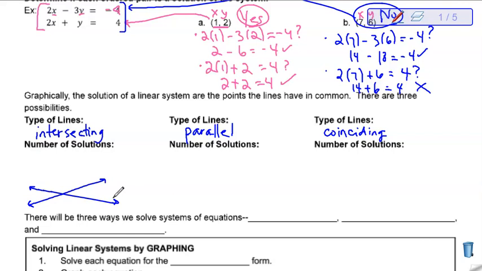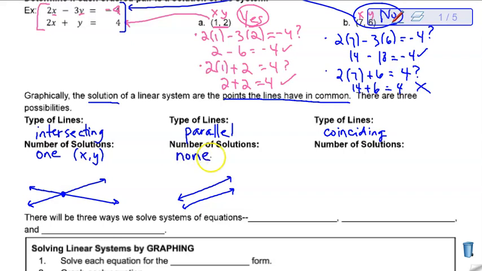The solution for a linear system is the points that the lines have in common. So, common points. In this case, there's my common point. Therefore, this would have one solution, call it x comma y, as our answer for that system. If we have two parallel lines, which look like this, how many points do they have in common? The definition of parallel lines means that they do not intersect. Therefore, there are no solutions in this case. You could also write it as the empty set if you so chose.